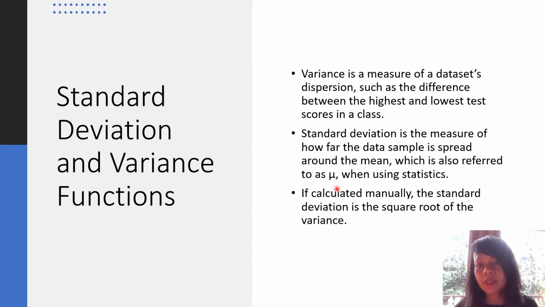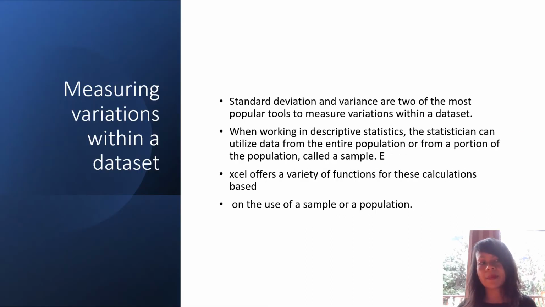It's also referred to as this kind of symbol here when using statistics. If calculated manually, the standard deviation is really the square root of the variance. Okay, so again, the standard deviation, which is a measure of how far the data sample is spread around the mean, is the square root of the variance. Variance is the measure of the data set's dispersion, which is the difference between highest and lowest scores in class.